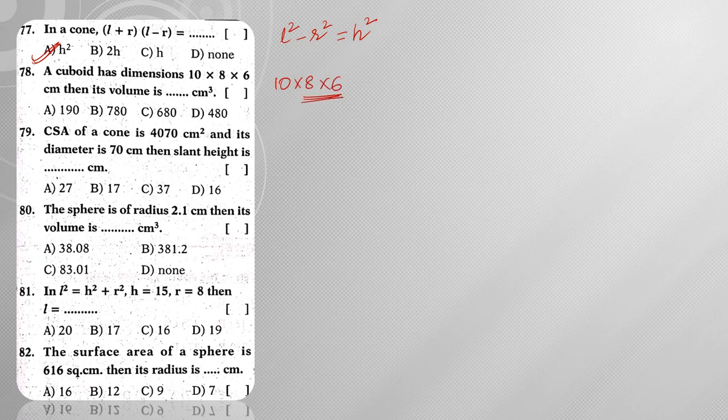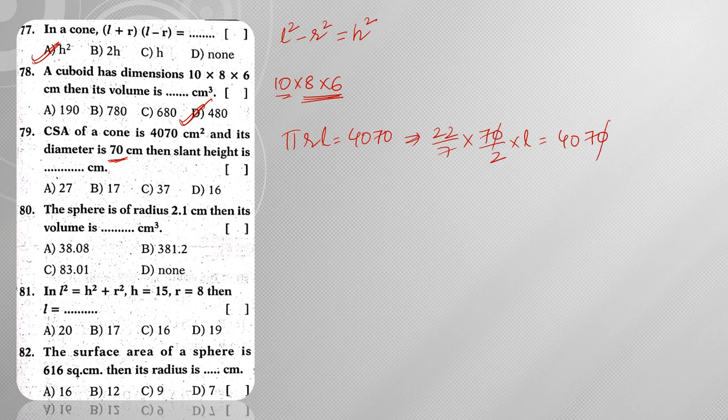So 6 8s are 48, 48 10s are 480 centimeter cube. Next, the CSA of a cone is 4070 centimeter square and its diameter is 70. Then its slant height is? So already we know pi r l is the CSA, where l is the slant height of the cone. Now substituting the values, pi is 22 by 7, into radius, which is 70 by 2, into slant height is equal to 4070.